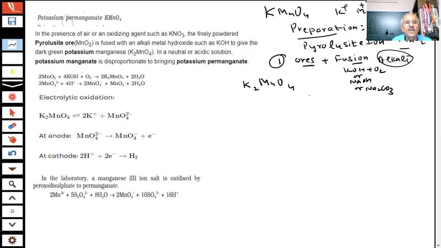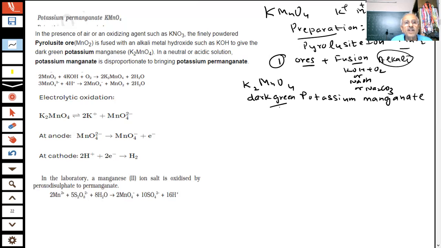K2MnO4. So this is potassium manganate. What is the name of this? Potassium manganate. And again, these are highly colored. What is the color of this? Color is important because they will give a question on the basis of color, which has been asked. Fused with KOH to give dark green. This is dark green in color.